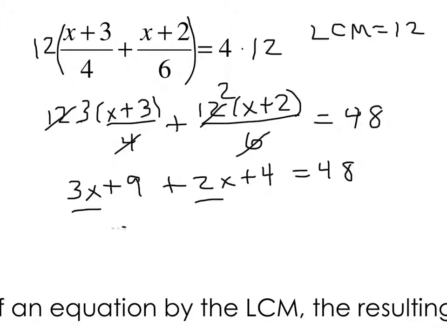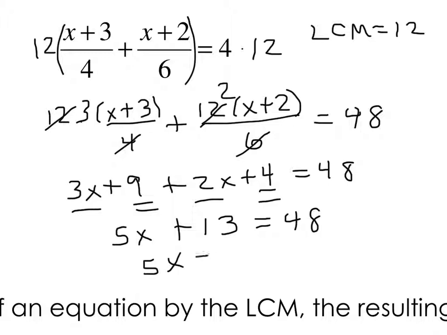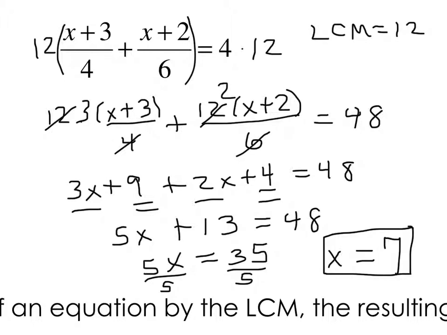Simplify the left-hand side. Add our like terms. Let's subtract 13 from both sides. Let's divide by 5. x equals 7. That's our solution. You can put it in the original problem and check it.